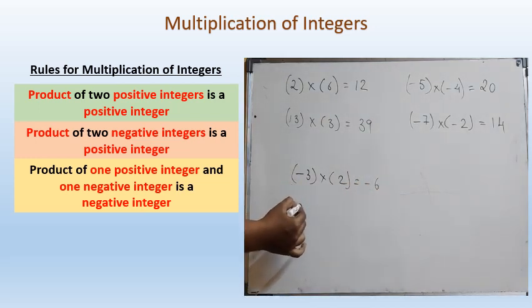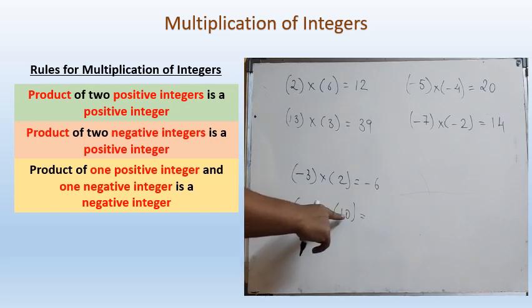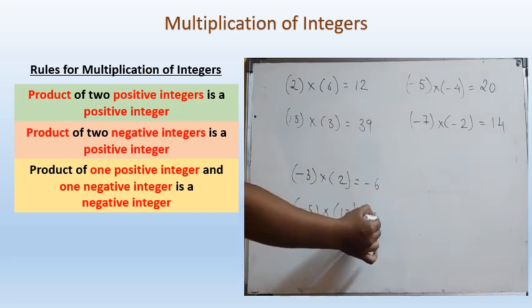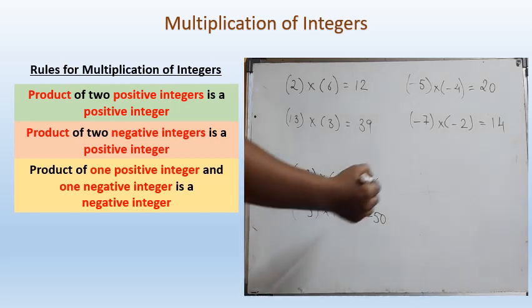One more example. -5 multiplied by 10. So -5 into 10 will give you -50. So the product of one positive integer and one negative integer is a negative integer. Now some of you may have a question, sir, here you have taken the first integer as negative. What if the second integer is negative? The result remains the same.